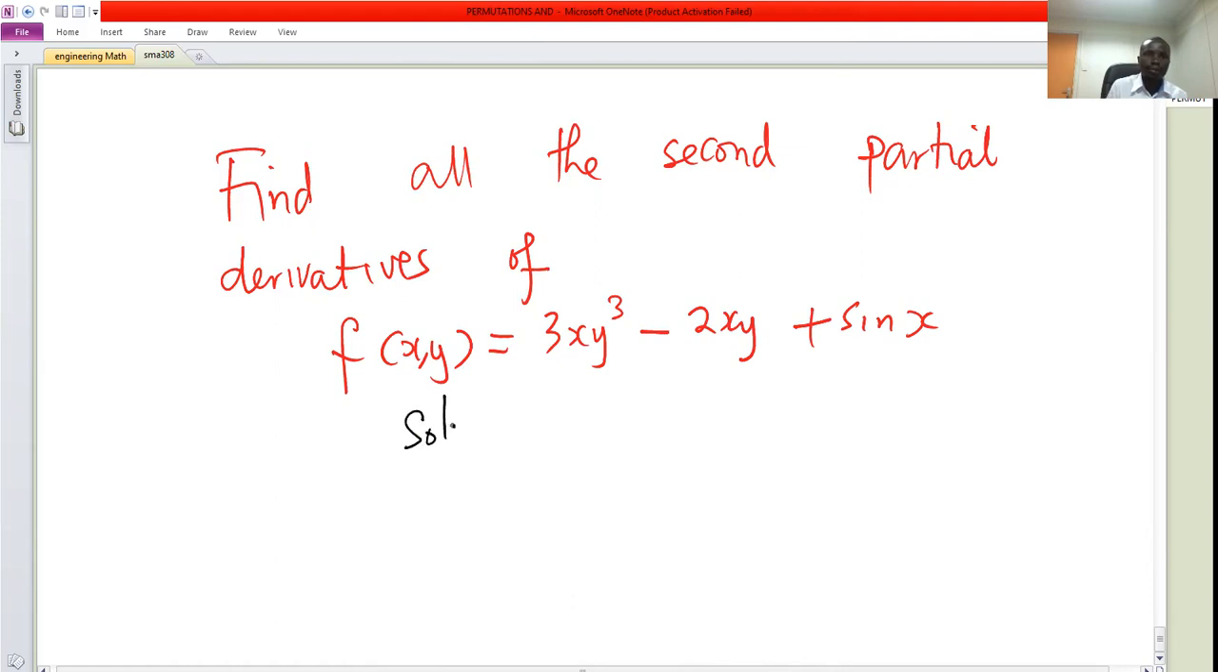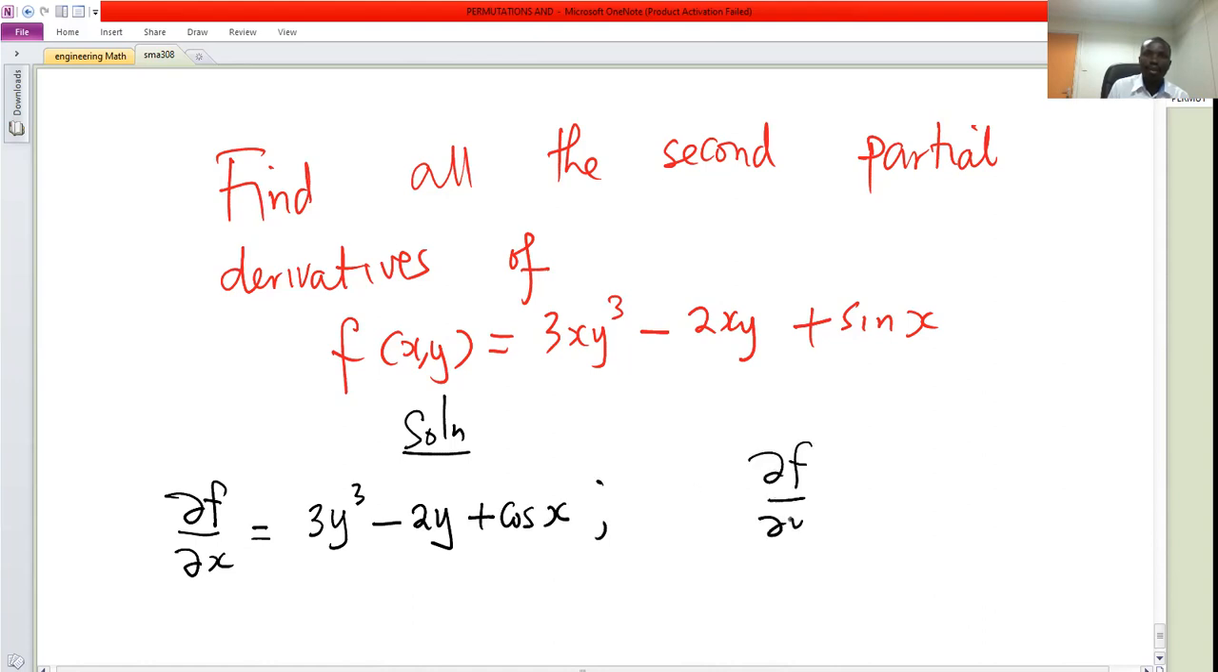So solution, you start with partial f partial x, which means you assume the only variable is x. Anything that is not x is taken to be a constant. So this first part will give us 3y cubed. This part will give us minus 2y. When you differentiate sine, we get cos. And then partial f partial y. This part will give us 3 times 3 is 9xy squared. This one will give us minus 2x. This one is 0 because there's no y here.